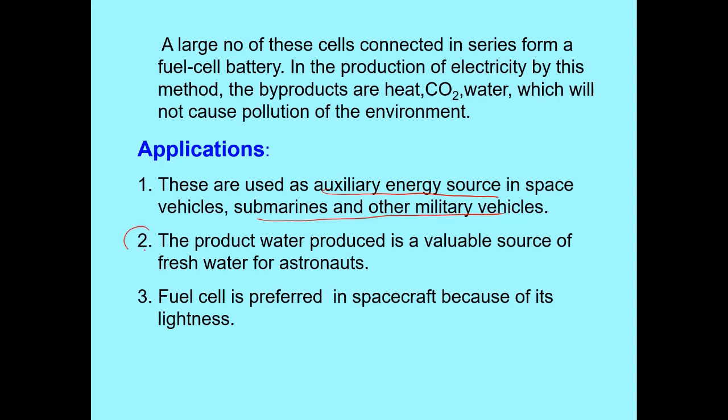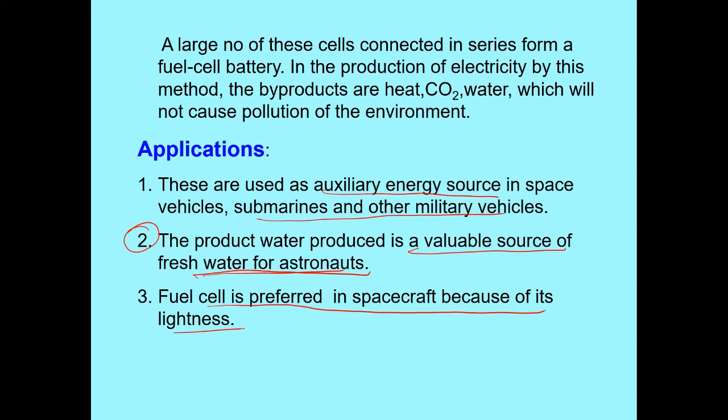And the second point, this one is very important, that the product water produced is a valuable source of fresh water for astronauts. The byproduct of this fuel cell is actually water, along with heat, and the main product is the electricity. But the byproduct water, whatever is produced in this fuel cell, is actually a valuable source of fresh water for astronauts.